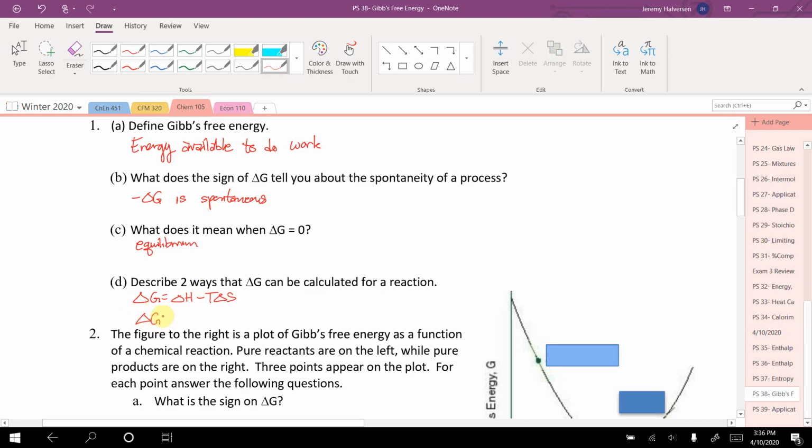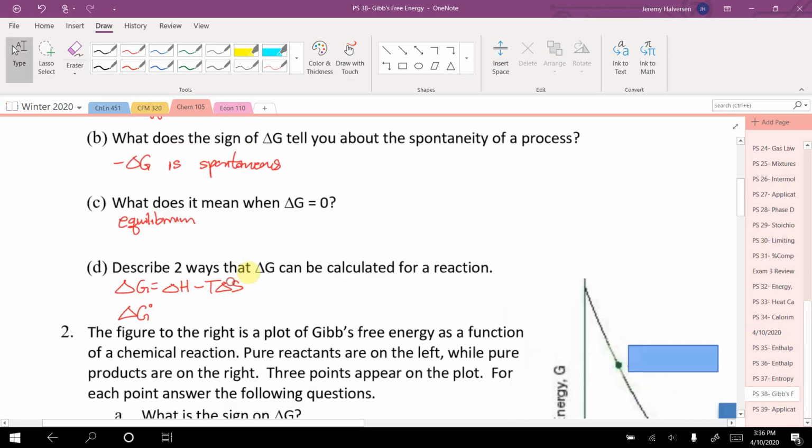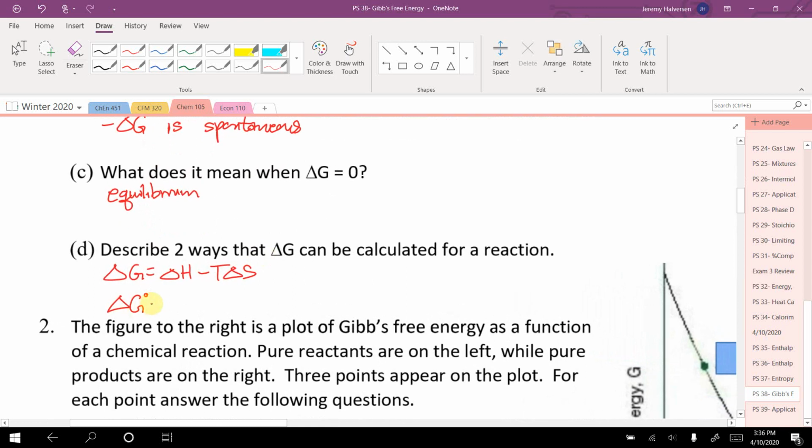If you just want the standard delta G, which means at 25 degrees Celsius in 1 atmosphere, then you can just look up the delta G of formation values, and again, do products minus reactants. That's how? N times delta G naught of formation products minus N times delta G naught of formation reactants. Okay, very similar to delta H's of formation.